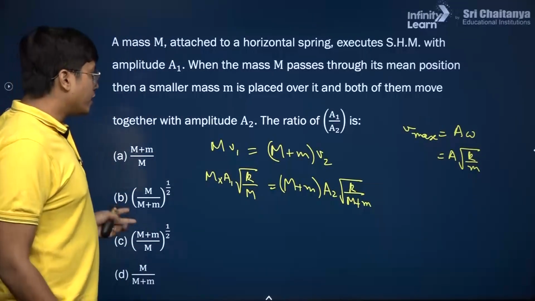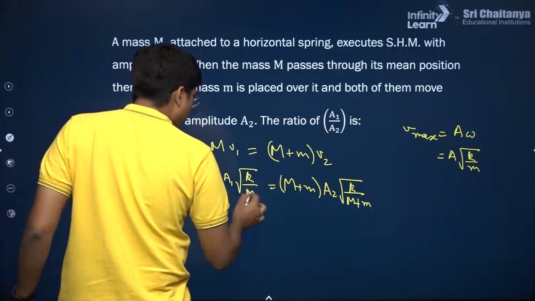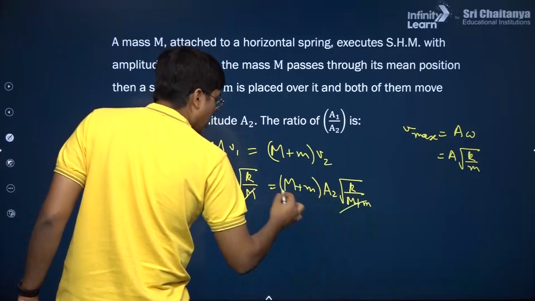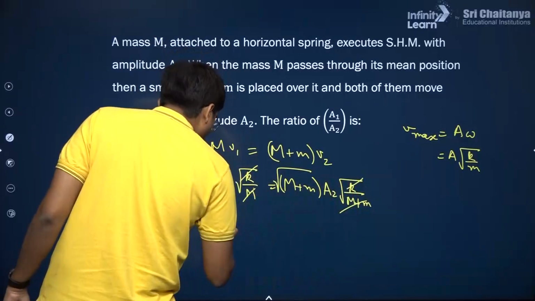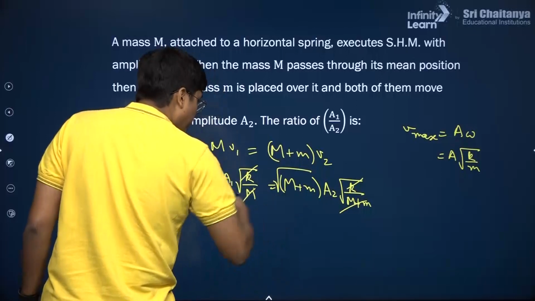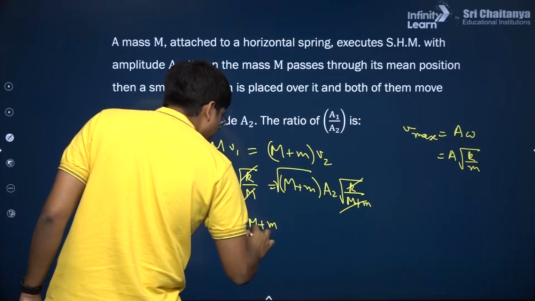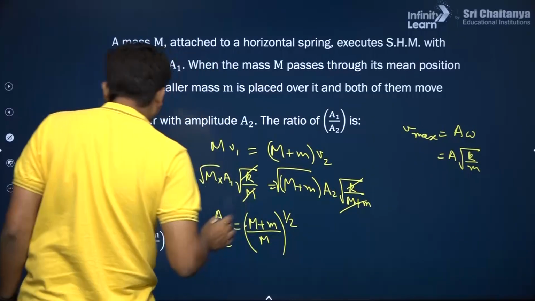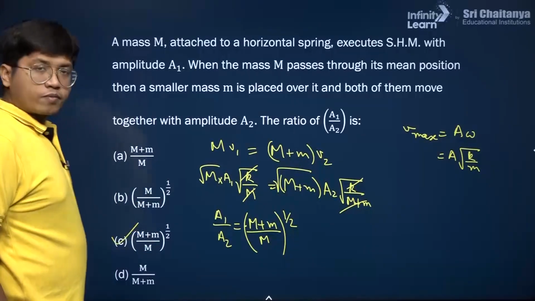From here, we need the A1 by A2. So, firstly cancel this out to make this root m, cancel this out to make this again root m. These root k's cancel out. So, A1 by A2 is equal to capital M plus small m divided by capital M, to the power half, root over of the entire thing. So, the correct option is option C.